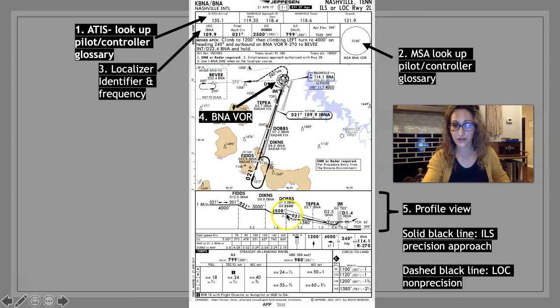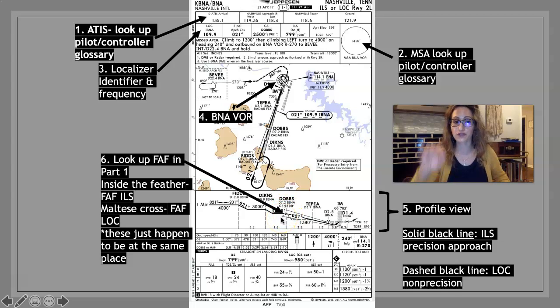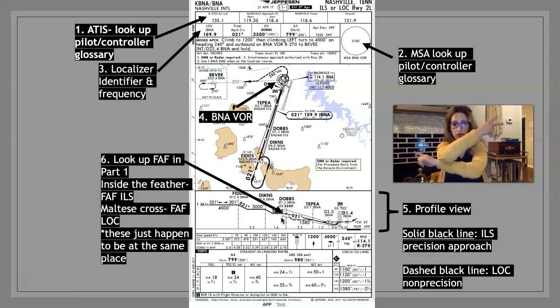Inside this feather, guys, is your final approach fix for the ILS. So it looks like this, right? We've got our feather and here's our runway down here. Inside the feather, inside this V, that is your final approach fix for the ILS. That is where you begin your final approach descent. Now remember, we have an ILS and a localizer option. In case your glide slope's out, you have to shoot a localizer.